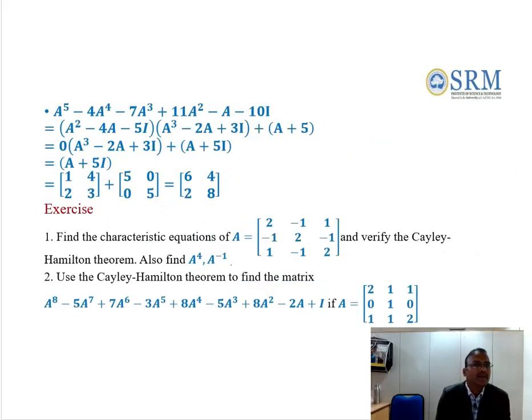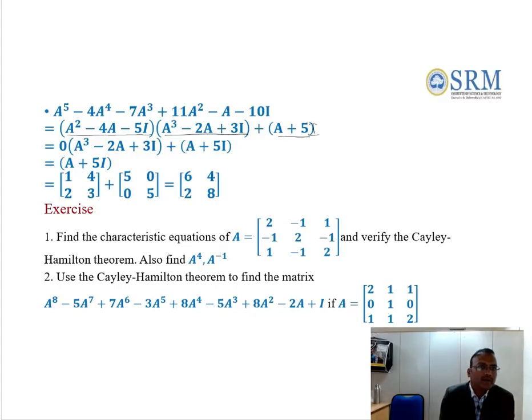So this polynomial can be written in this form. What is this? A power 5 minus 4a power 4 minus 7a cube plus 11a square minus a minus 10i. So this is a characteristic polynomial, and this is your quotient, and this is your remainder.